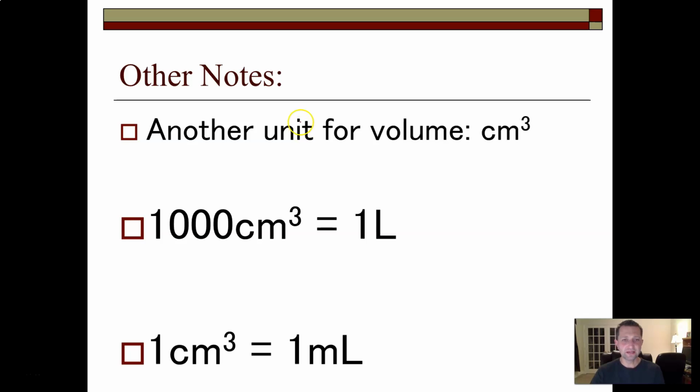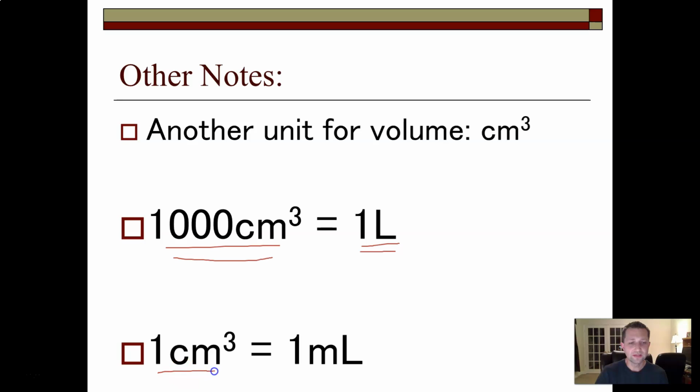Other notes for you to jot down here before we do our last 2. You need to have these memorized. In 1 liter, there's 1,000 centimeters cubed. A liter or milliliter is what we use for volume. But if you're finding the volume of a cube, you do length times width times height. So centimeters times centimeters times centimeters gives you centimeters cubed. It's good to have a conversion between the two.